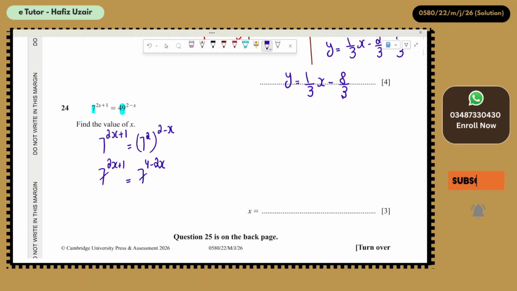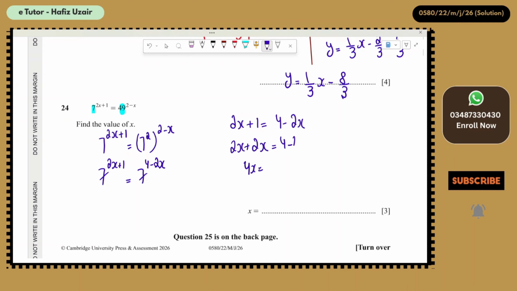As the bases are the same, we can compare the powers. So 2x plus 1 will be equal to 4 minus 2x. So if you bring 2x over here, that will be 2x plus 2x is equal to 4 minus 1. So 4x will be equal to 3 and x will be equal to 3 by 4. Now the answer over here is 3 by 4.